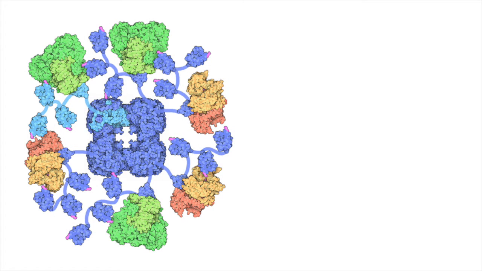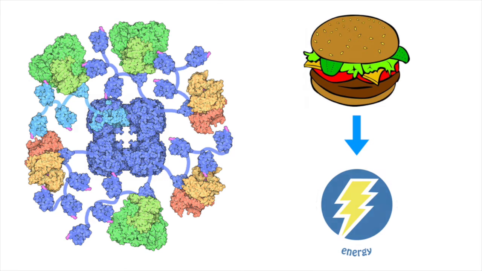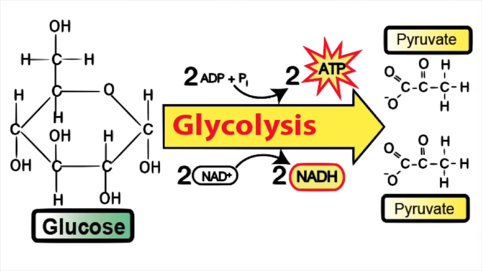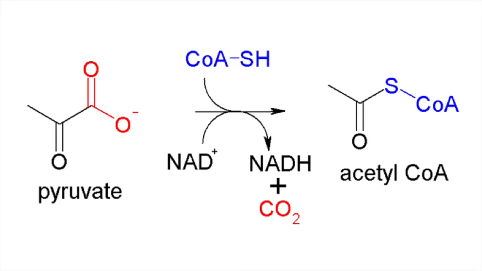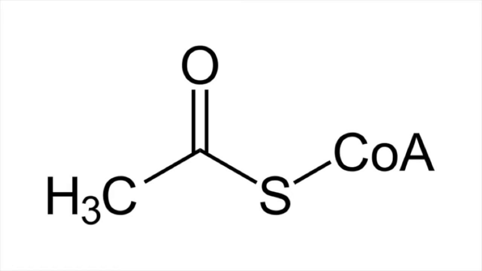The pyruvate dehydrogenase complex plays a key role in our metabolism. It is only part of what allows us to get energy, or ATP, from the food that we eat. When we eat something like carbs, they go through a process called glycolysis, which creates pyruvate. The pyruvate dehydrogenase complex plays the essential role of turning that pyruvate into a necessary molecule called acetyl-CoA.